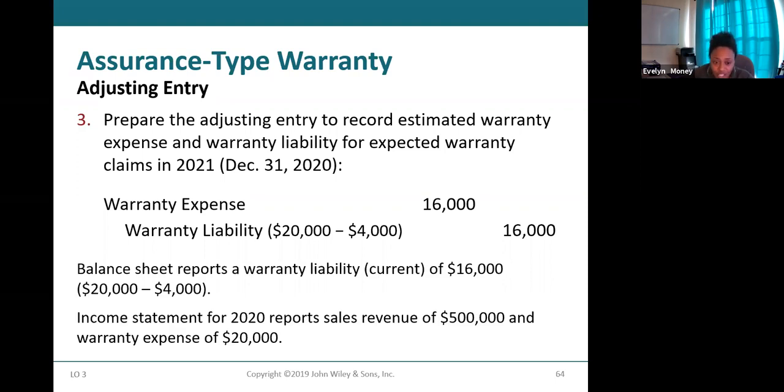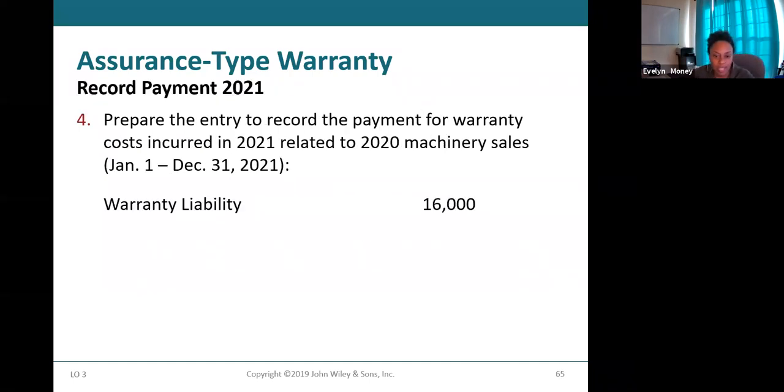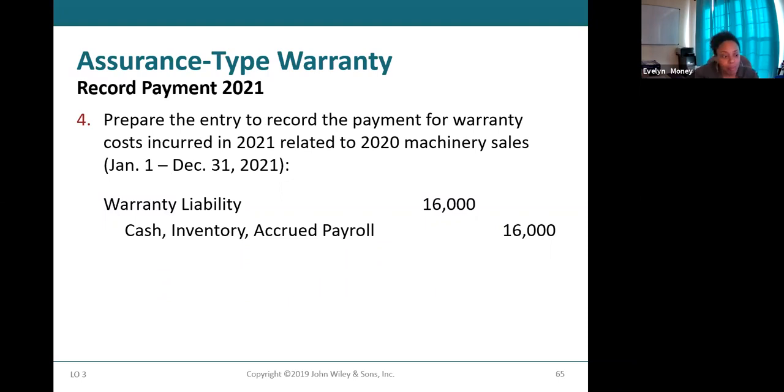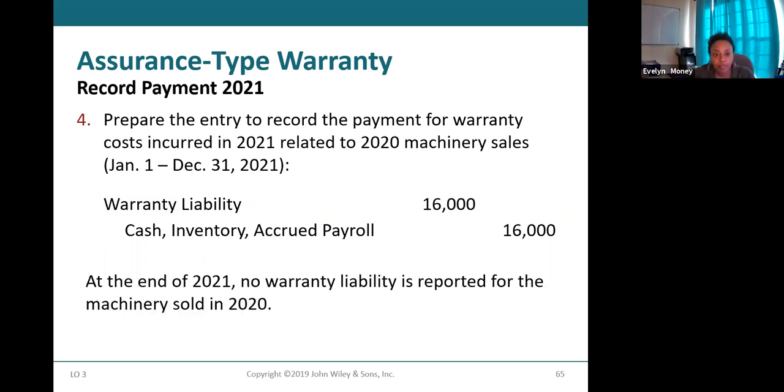Now, when those warranty costs actually happen, doing this way ensures that I'm not violating the matching principle. I keep stressing that because that's the purpose of us doing this. When those warranty costs actually come in during 2021, I'm not going to record an additional warranty expense. In this case, I'm going to debit warranty liability, and then I'm going to credit my various accounts, or cash, inventory, accrued payroll, if you want to be more specific. At the end of 2021, assuming that I don't sell any more machines in 2021, the warranty liability is totally gone. I exhausted it.